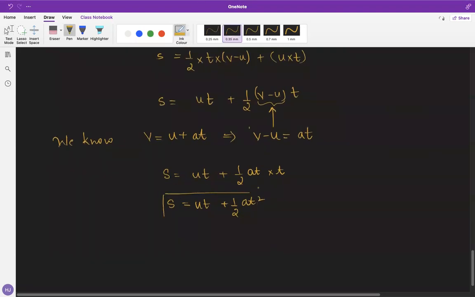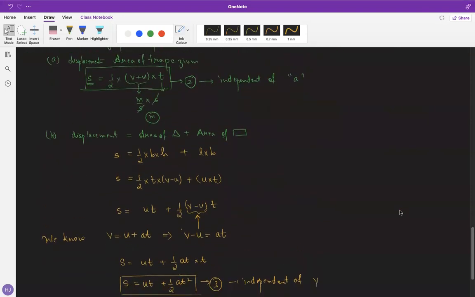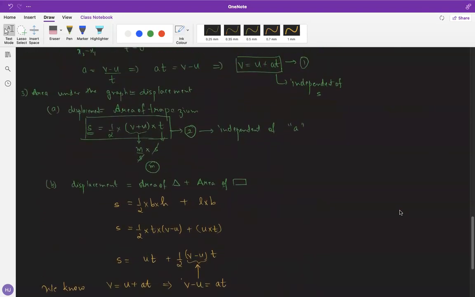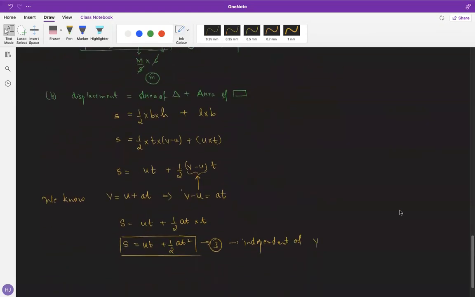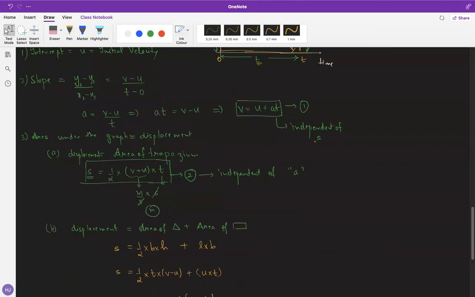So this is your third SUVAT equation, which is independent of the final velocity v. We see we have three equations here, 1, 2, 3, and each equation has something missing. But what's common is the value of u. All the equations need the initial velocity information in order to calculate the answers. So out of SUVAT, u is mandatory. Okay, so this is compulsory.